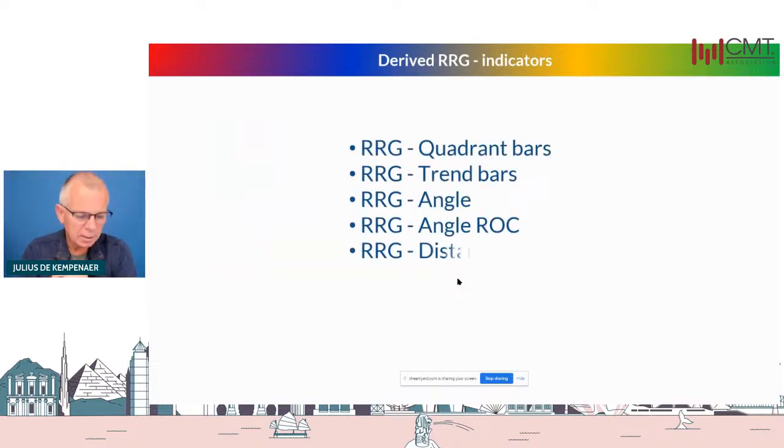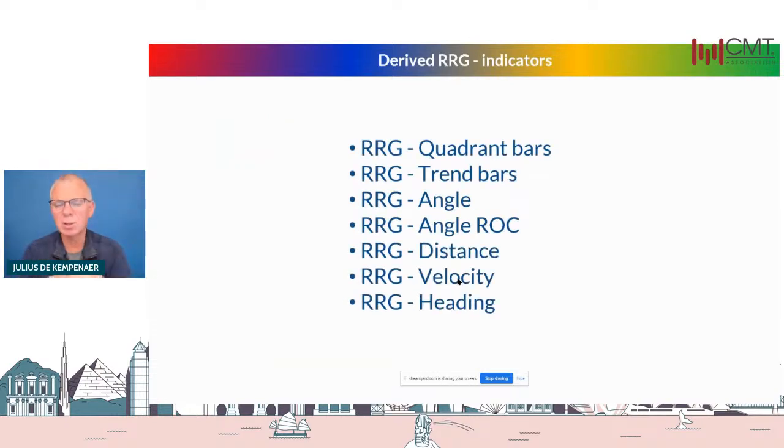Now, since the initial development of RRGs, we've developed a number of what we call derived indicators, and I will quickly browse you through all of them. They're Quadrant Bars, RRG Trend Bars, RRG Angle Rate of Change, RRG Distance, RRG Velocity, and RRG Heading.